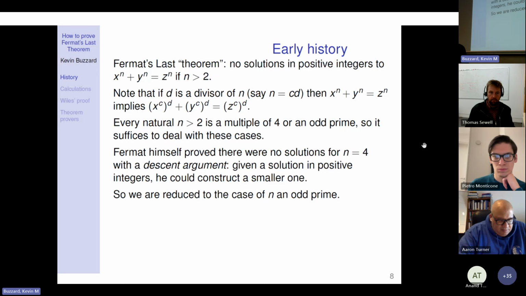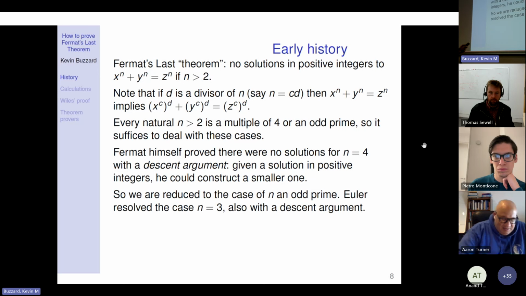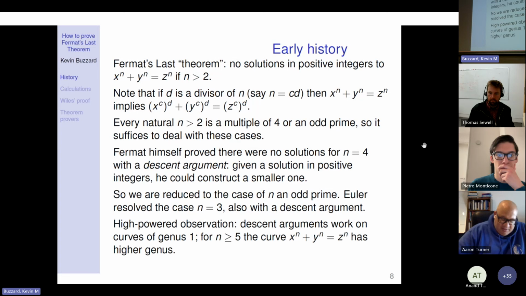So now we've just got to do the case of n is an odd prime, and the next big breakthrough was made by Euler, where he managed to do the case n is 3 in just the same way. If there's a solution, then after a lot of cunning manipulation, he came up with a smaller solution in positive integers. So those are descent arguments. But as you'll know, if you've got a PhD in arithmetic geometry, descent theory works on curves of genus 1, and as n goes up, the genus goes up. For n at least 5, the genus of x^n + y^n = z^n is (n-1)(n-2)/2. So these curves have very large genus, so you don't expect descent theory to work.